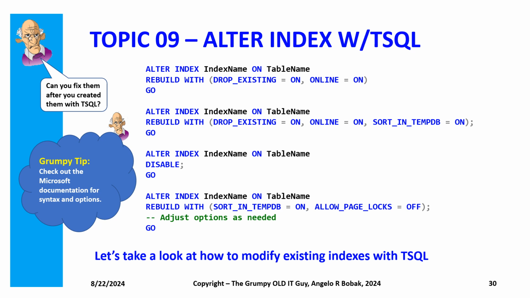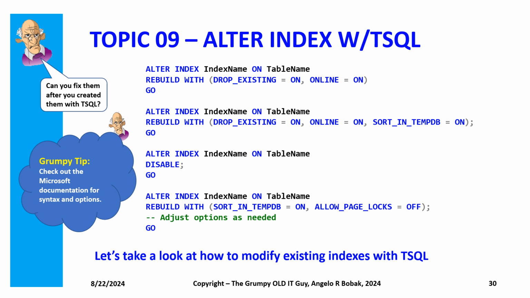Turning off the index. ALTER INDEX name ON table_name DISABLE. This statement turns off the index on the table. Turning off an index prevents it from being used by the query optimizer. This can be useful if you want to temporarily suspend the use of an index without dropping it. Rebuilding the index with modified options. ALTER INDEX name ON table_name REBUILD WITH (SORT_IN_TEMPDB = ON, ALLOW_PAGE_LOCKS = OFF). This statement rebuilds the index on the table with modified options.